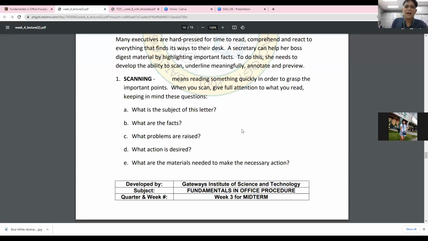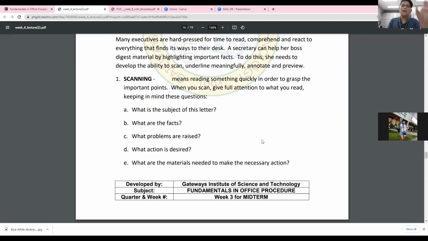Okay, and then what problems are raised within the letter? For example, when you are opening the Meralco, what is the main headline or heading that you are looking for? The price of the Meralco bill. Okay, so that's how you scan the mail, no?